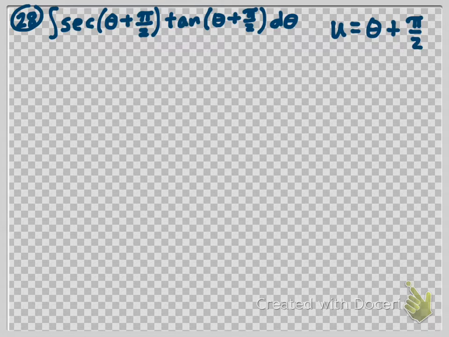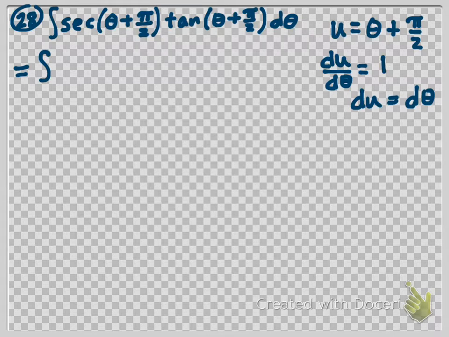But I've got to also be able to replace d theta in terms of du, so I have to take the derivative of u with respect to theta. And it's just 1, so that means that my du actually equals my d theta. Don't get used to this. This is baby steps. This is training wheels. I'm about to kick them off here in just a second, all right? So then if I rewrite this thing that came to me with thetas in it in terms of u's, what am I going to have? Secant u, tan u, du.